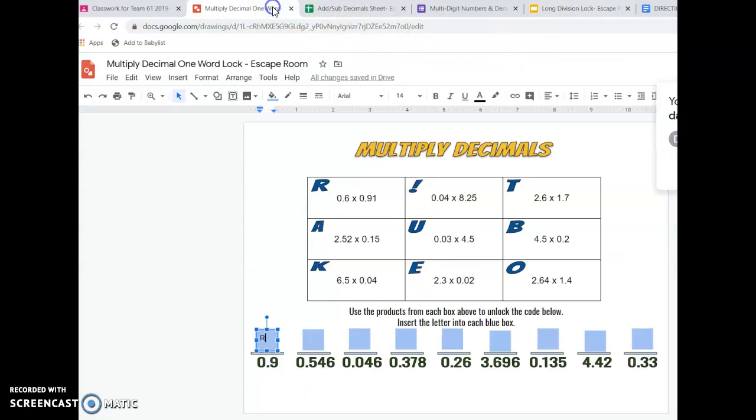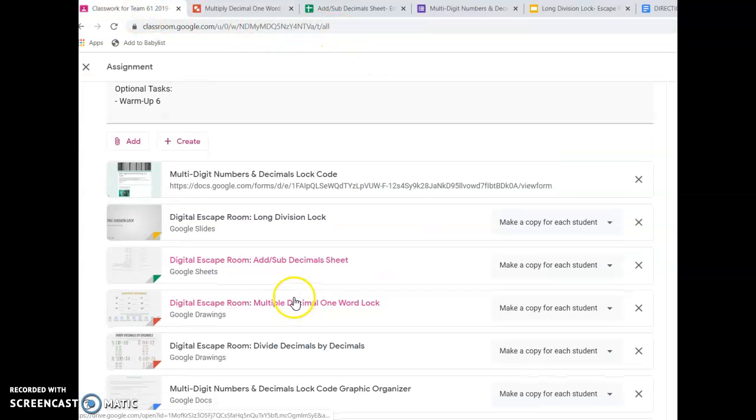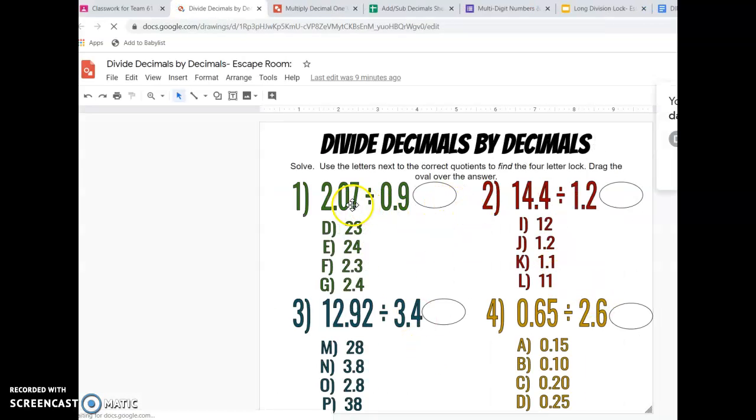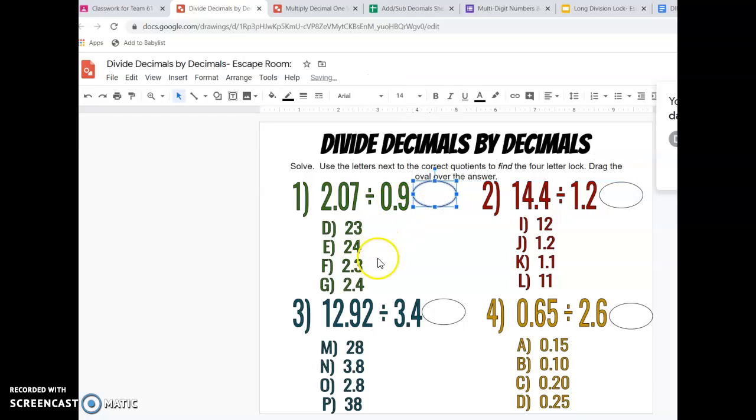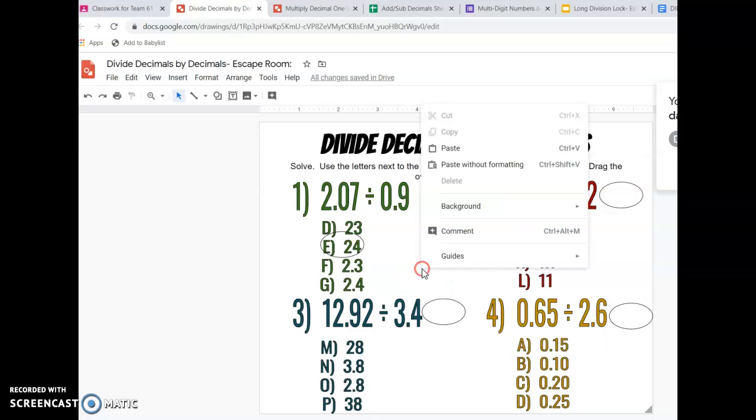And then our last one, which is our division. For this one, there are 4 problems. You need to find the quotient, the answer to each of these problems. And then you're going to take the oval and put it over the answer that you believe is correct. Then you're going to use the 4 letters that are associated. So if I thought this was the answer, sorry guys, E would be the letter that I'm paying attention to, and then for each of those. Then you would take those 4 letters and plug them into our answer.